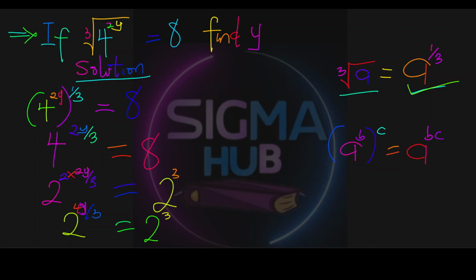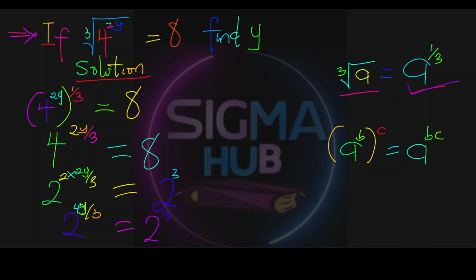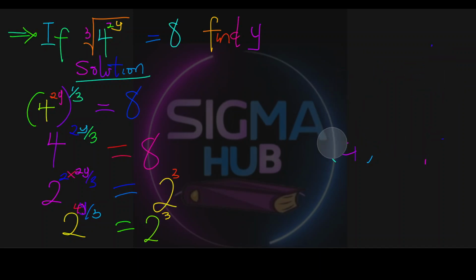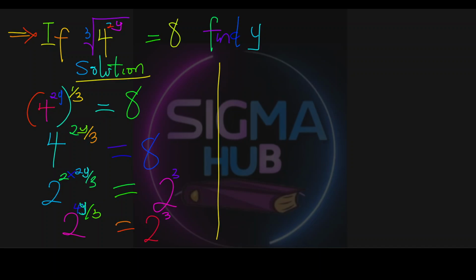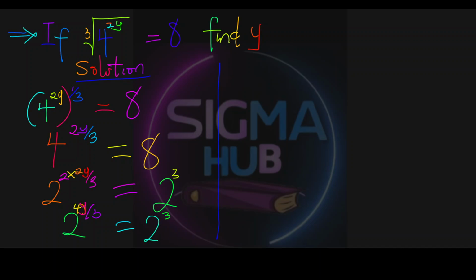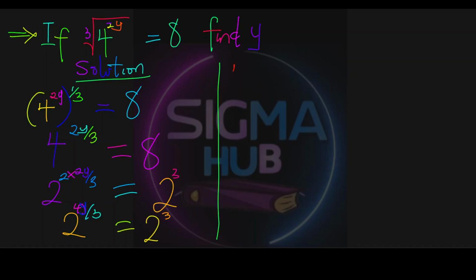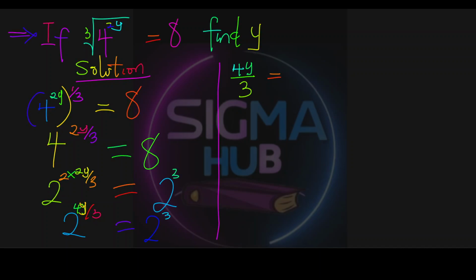And don't forget, in indices, when we have the same base, we equate the power. So since we are having the same base, then we equate the power. So we have 4y over 3 equal to 3, because the base there is 2. Both of them are having the same base.